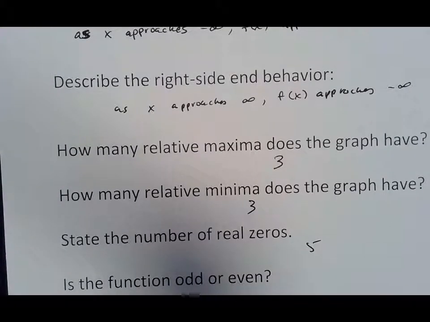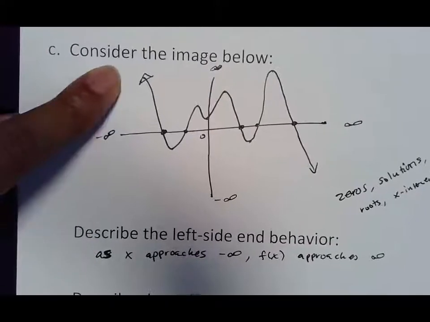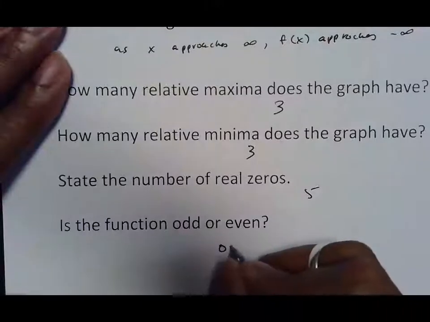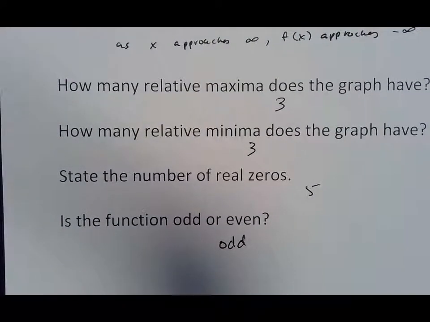Is the function odd or even? Well, look at the arms. One arm up, one arm down. Whenever it's arm up and arm down, that means it is an odd function. So that's pretty much what you're looking at there, all right?